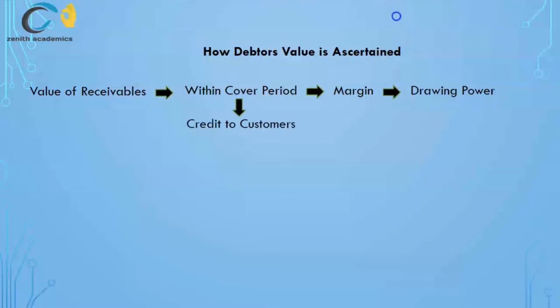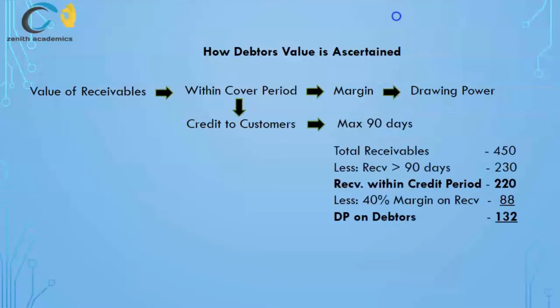Now, what do you mean by the cover period? Cover period is the credit period or the time allowed by the borrowers to pay. Normally, the borrowers allow 30 to 45 days to the debtors to pay. Therefore, the bank would consider only those invoices which are within the cover period. In the absence of any stipulation in the sanction letter, bank allows maximum 90 days for the debtors. Now let's understand through an example.